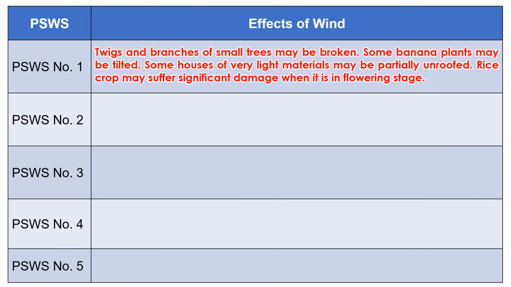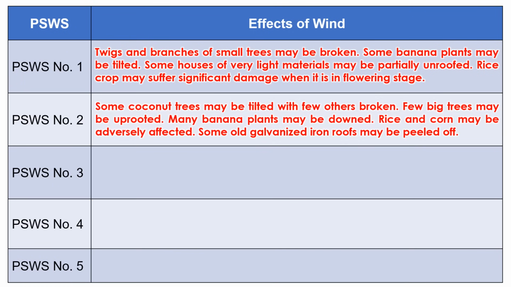Public Storm Warning Signal number 2. The effects of winds are the following. Some coconut trees may be tilted with few others broken. Few big trees may be uprooted.